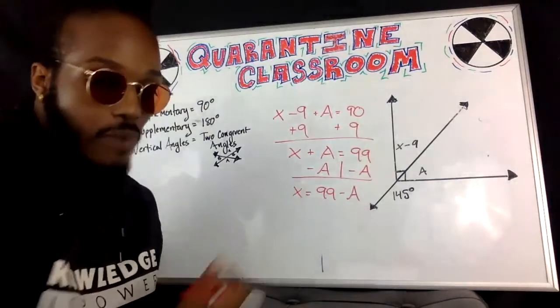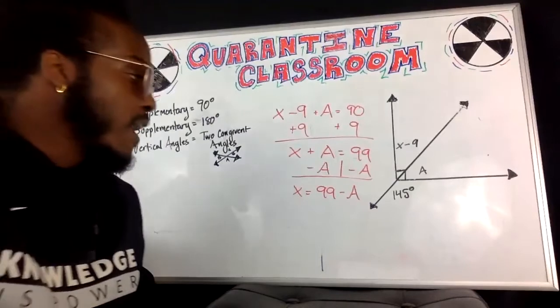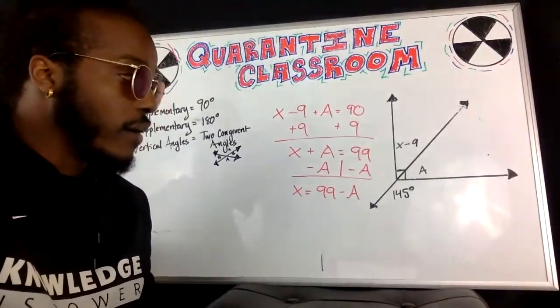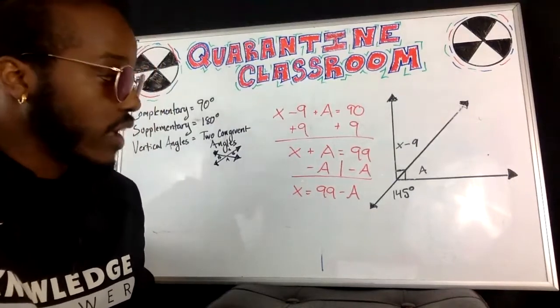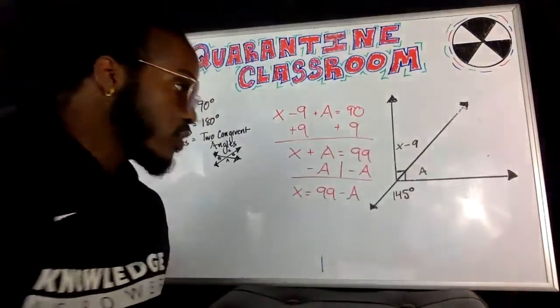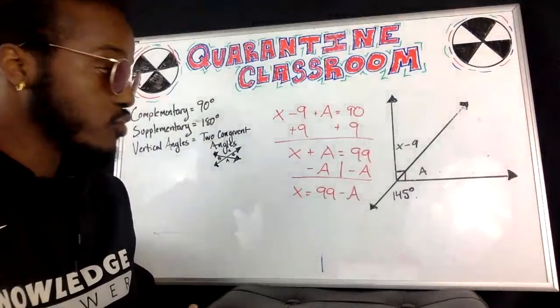So let me look at this problem again to see what's going to help me figure out the value of a. I'm looking at a, and a also has another adjacent angle. And I'm looking at this straight line. This straight line is also a straight angle, which tells me that a plus 145 will give me 180.